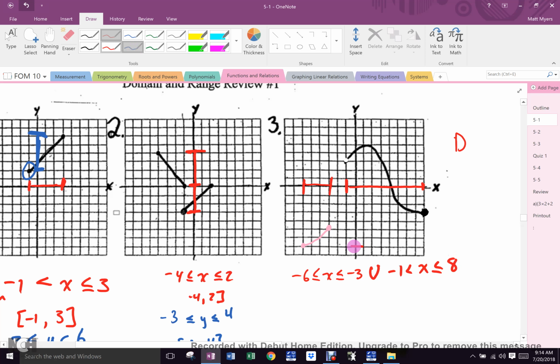Range starts down here, yes? It's supposed to be blue. We're just going to wait a second while my computer wakes up.